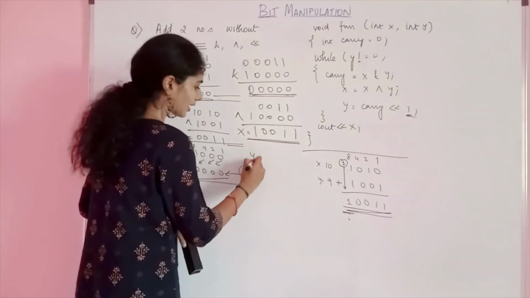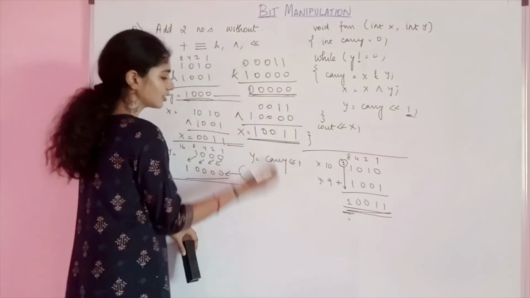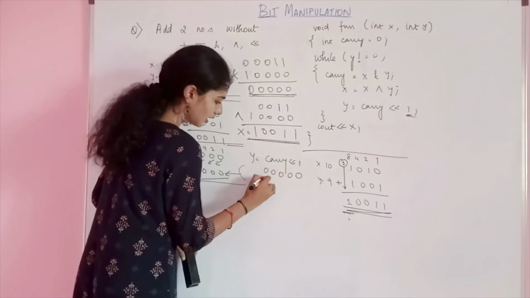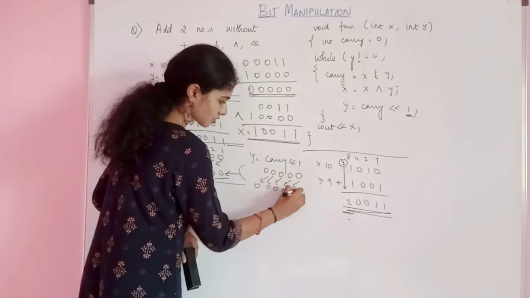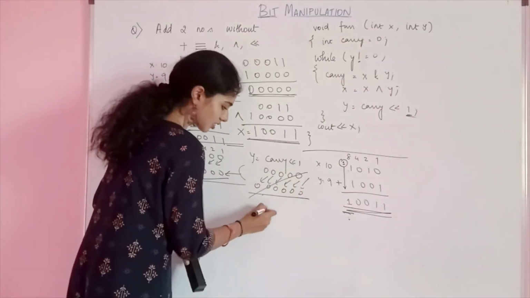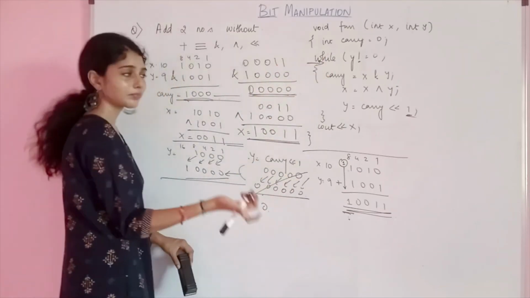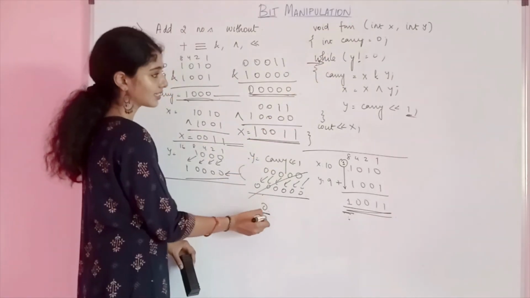And now what is y going to become? Y is carry left shift 1. Carry is obviously 0. So no matter even if I do left shift, what is going to happen? It will again be 0, 0, 0, 0, 0, and another 0 will get added. Alright, it makes no sense. It's typically 0 only. So y is going to get the value of 0. So it will not go back again. Rather, y will not go back again because we have arrived at y is equal to 0.